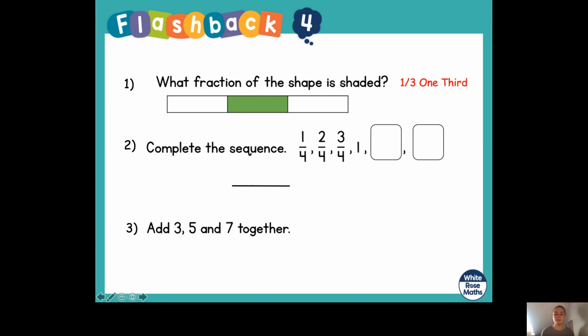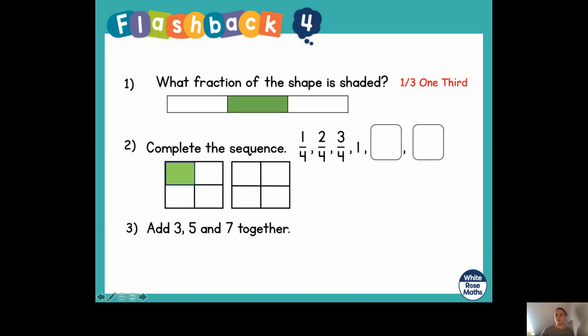Okay, number 2, complete the sequence. Well, we've got a quarter, 2 quarters, 3 quarters, 1, and then we need to work out the next few in the sequence. So as I said, we can draw some shapes to help us. So I've drawn 2 squares and I've split them into quarters. Now, if I colour in one of these parts, I will have coloured in 1 quarter because there are 4 parts to this square and one of them is coloured in.